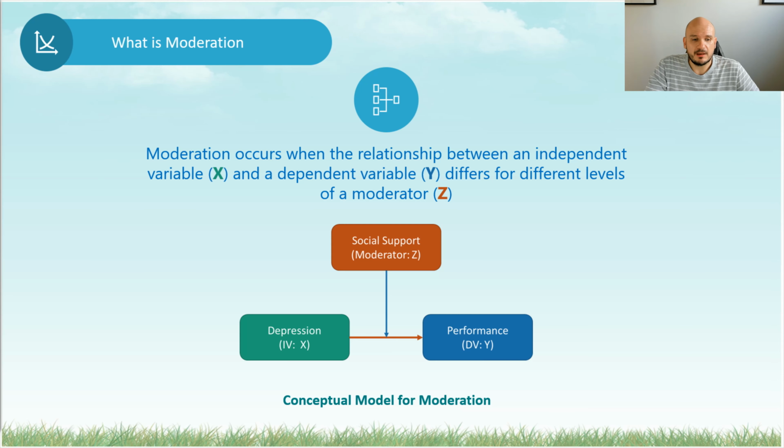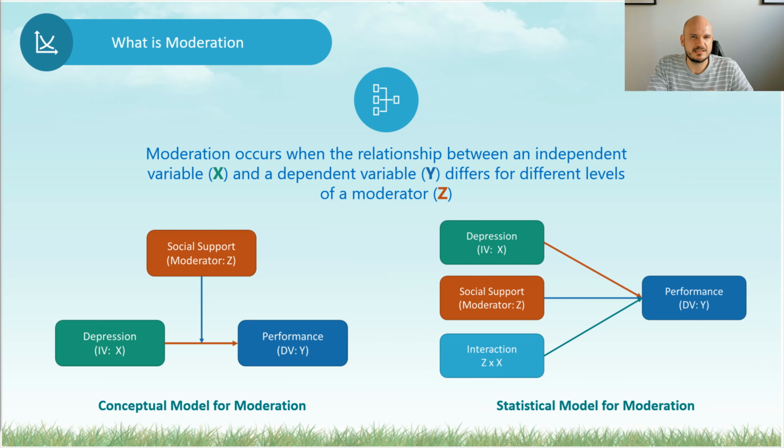Fundamentally, though, if we think about it statistically, moderation is present when we have an interaction effect between depression and social support, between our independent variable and our moderator, and if this interaction between these two factors significantly affects performance. So the model you see in front of you is how we depict moderation, right? We've got a relation between two factors and something impacts that relationship. However, it's perhaps better to show you how the model looks in statistical terms.